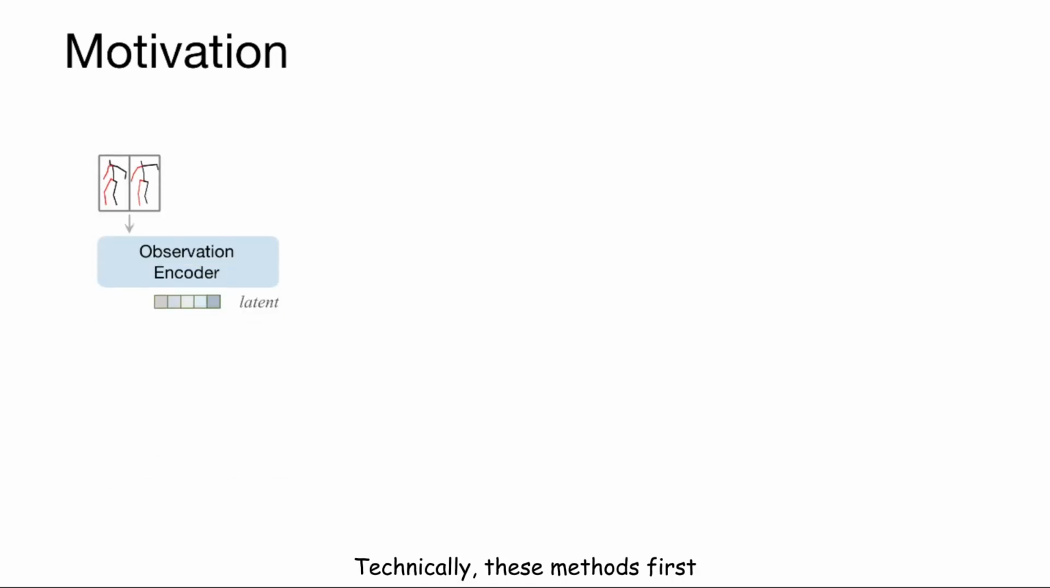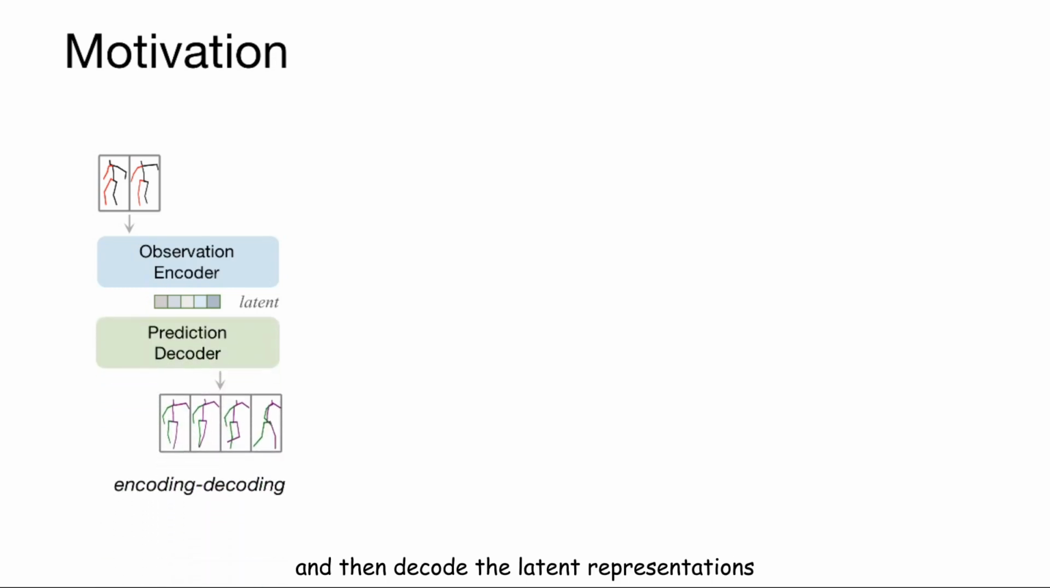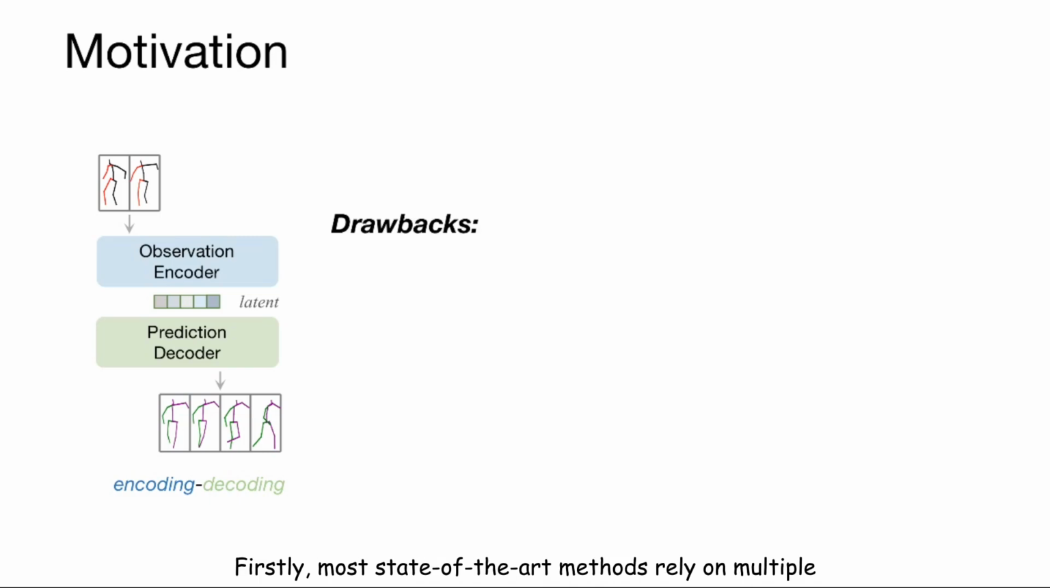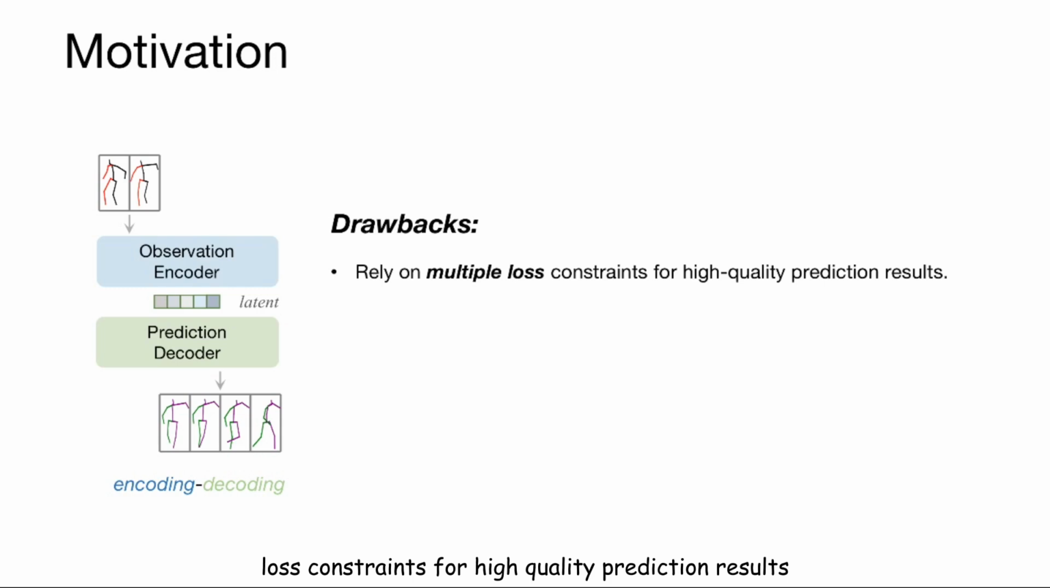Technically, these methods first encode the previous motion frames to latent representations explicitly, and then decode the latent representations into prediction results. Although these methods enjoy good performance in some scenarios, they are still unsatisfactory in practice. We detail the issues from three aspects. Firstly, most state-of-the-art methods rely on multiple loss constraints for high-quality prediction results. Consequently, they need carefully designed hyperparameters to balance different loss constraints, which makes it laborious for method applications.